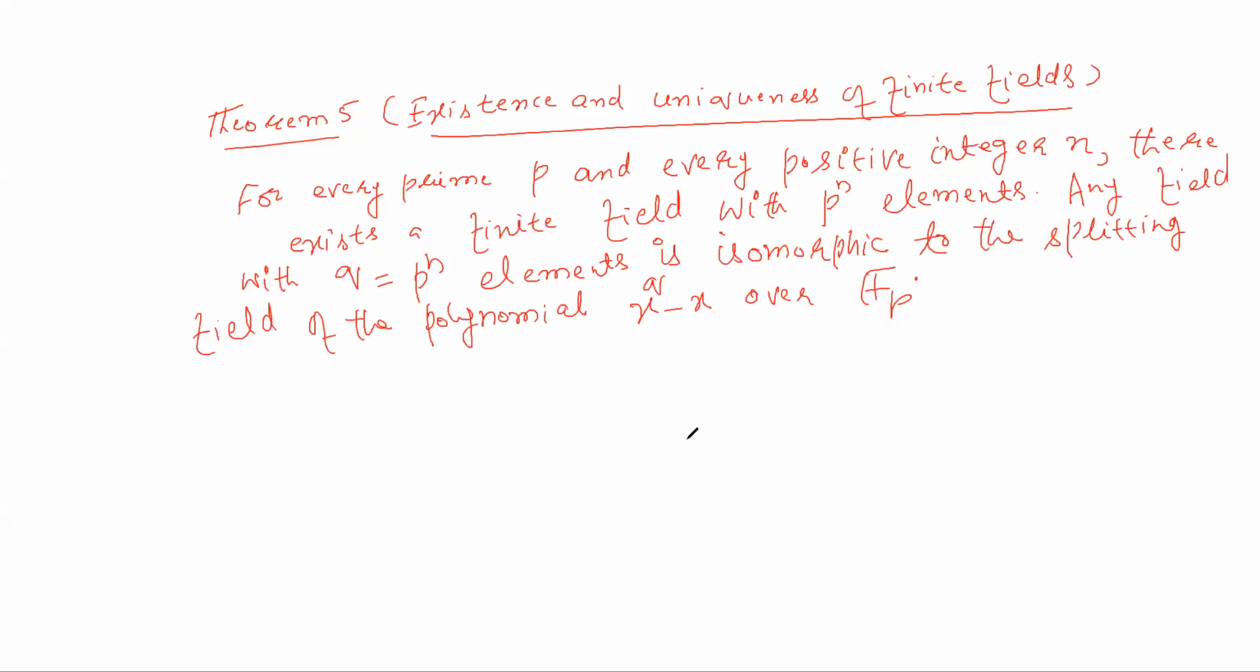For every prime p and every positive integer n, there exists a finite field with p raised to power n elements. And the second part: any finite field of this type is actually a splitting field of polynomials of this form over F_p, and from there the uniqueness would follow. So let us see the proof. First we will see the existence part.